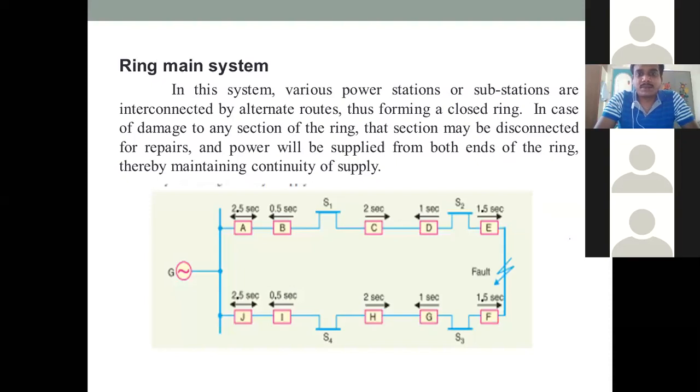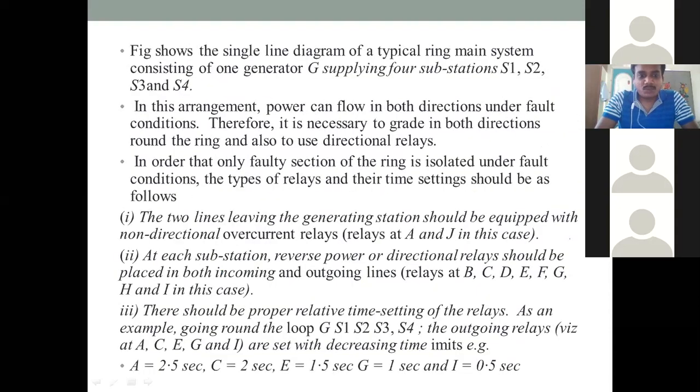Various power stations or substations are interconnected by alternate routes, thus forming a closed ring. In case of damage to any section of the ring, that section may be disconnected for repairs, and power will be supplied from both ends of the ring, thereby maintaining continuity of the supply. The same thing I have explained will be there.